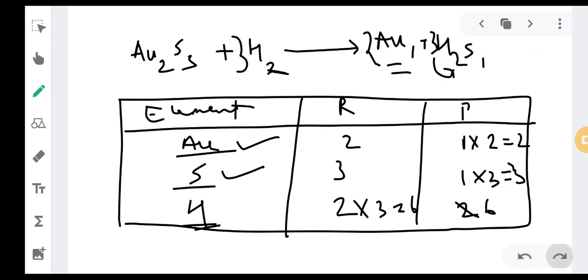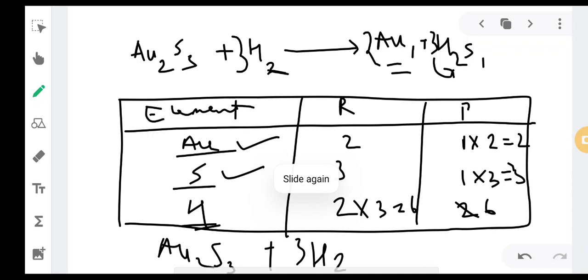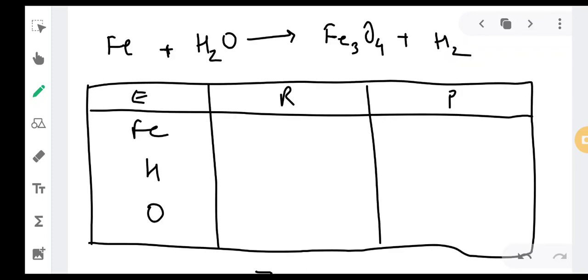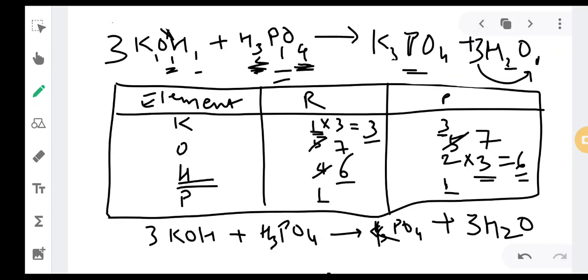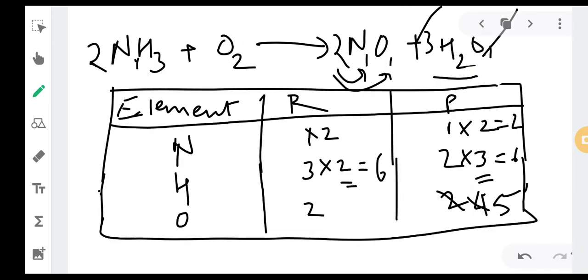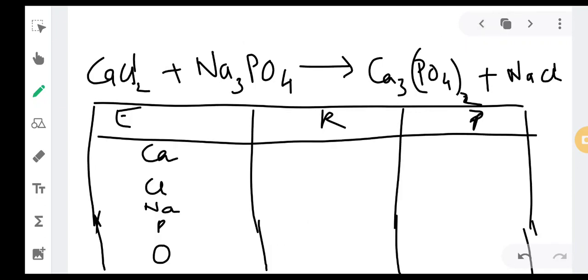Okay, so the equation is Au2S3 plus 3H2 gives you 2Au plus 3 times H2S. Okay, so this is the balanced chemical equation which you need to write down. Balancing is very easy only if you get it properly. If you don't get it properly, it will be a big problem.